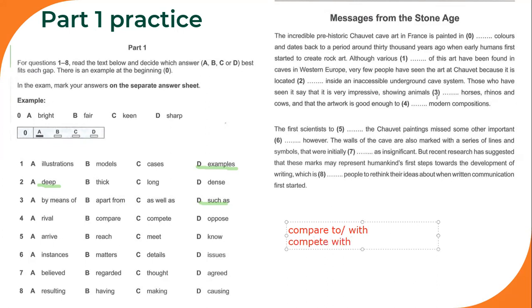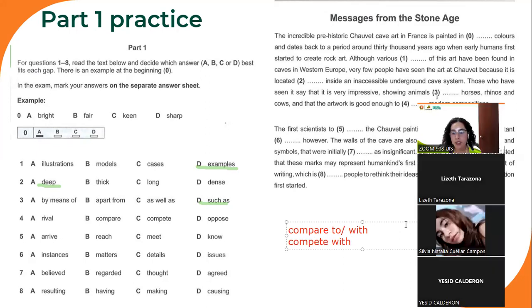We also need a preposition with compete. Compete with. Oppose. Oppose, does it make sense or no? Oppose or rival? No. Rival. Okay, rival. The verb is rival. So with rival, we don't have to use a preposition. You can rival modern compositions, okay? Without the preposition, it's not necessary. Okay?